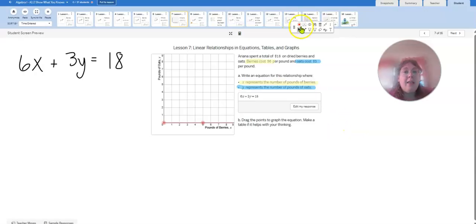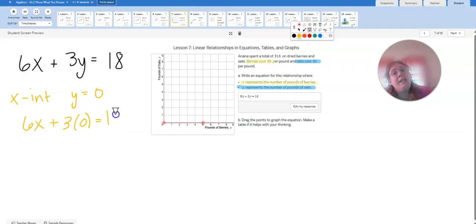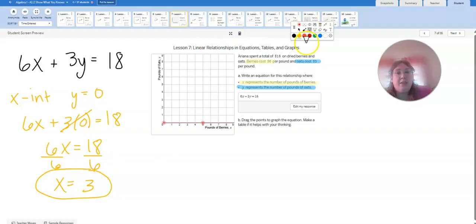If we want to graph it, we can put it into slope-intercept form, or we can think of our intercepts. So our x-intercept, right, means y is 0. So we have 6x plus 3 times 0 equals 18. 3 times 0 is 0, so we just get 6x equals 18. Divide both sides by 6, and we get x equals 3.